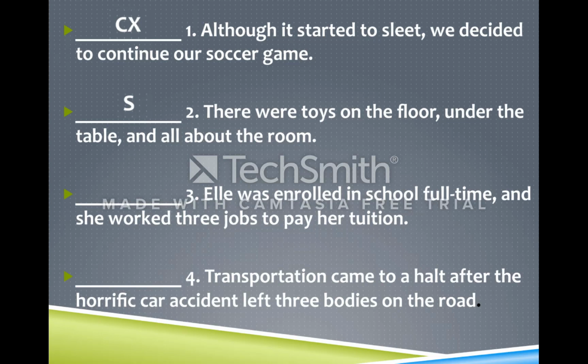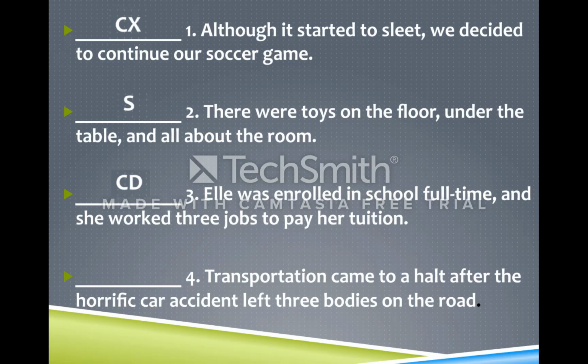Number 3, Elle was enrolled in school full-time, and she worked 3 jobs to pay her tuition. There are 2 clauses here. Elle was enrolled in school full-time is independent. She worked 3 jobs to pay her tuition is another independent clause. And these 2 independent clauses are joined by the coordinator and. Therefore, this one is a compound sentence or CD.